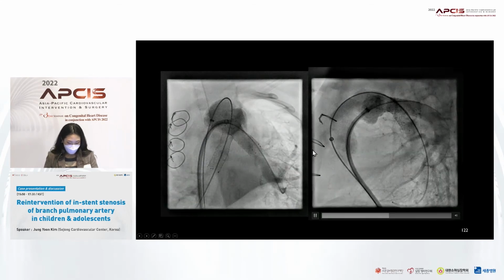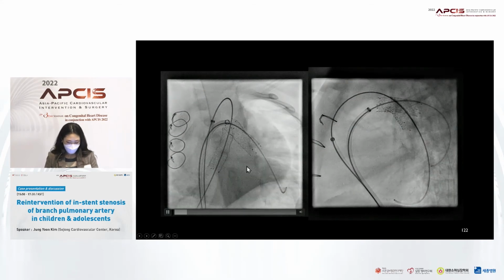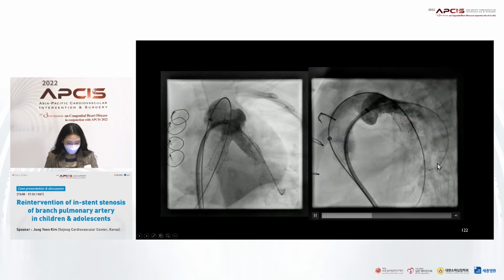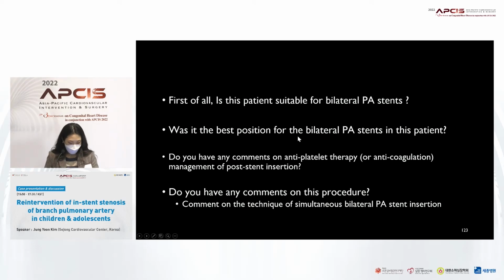The final angiogram shows widened junctions of both pulmonary arteries, but the LPA stent still protrudes into the MPA and interferes with the RPA stent os, even though we did simultaneous bilateral stent ballooning. After the procedure, I thought a lot about it. First of all, is this patient suitable for bilateral PA stent? It is suitable, as you told me. So if the patient is suitable, was this the best position for the bilateral PA stents in this patient?